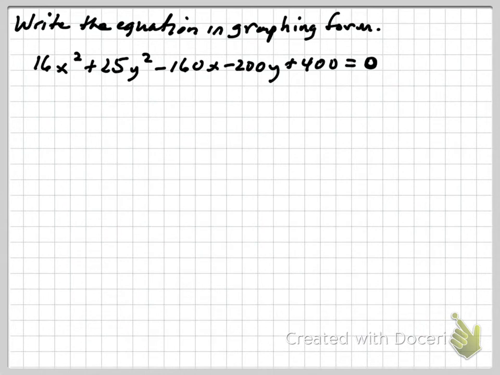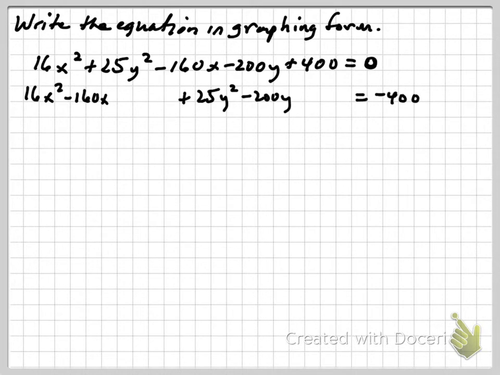Yeah, we're supposed to write the equation in graphing form. So let me just go back to black. I'm going to group the x's together, and put the 400 on the other side as a negative 400. Before I can complete the square, I have to factor a 16 out of there. Got to factor a 25 out of there.